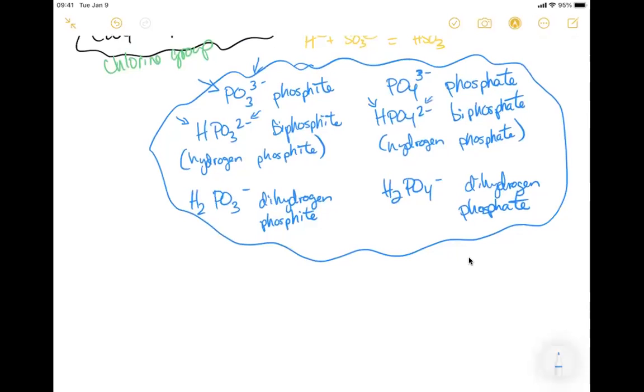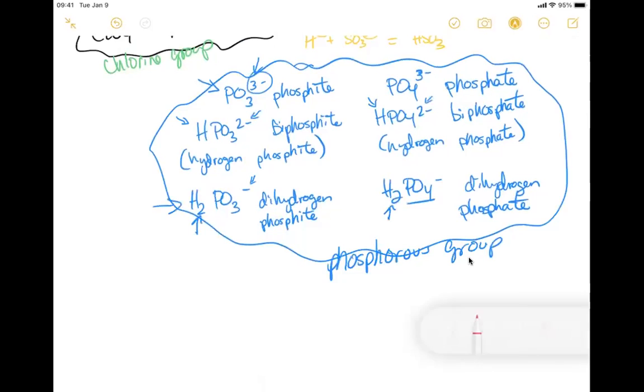But here's the difference. With phosphite and phosphate, with the phosphorus group, we're starting with a charge of -3. So we can then add another hydrogen to end up with a charge of -1. And this one we call dihydrogen phosphite and dihydrogen phosphate.